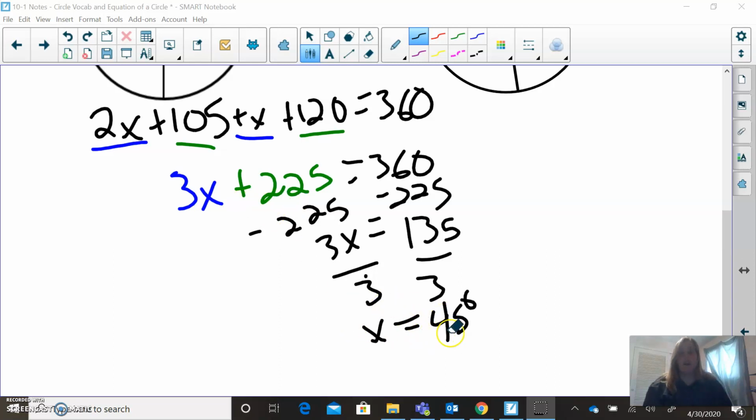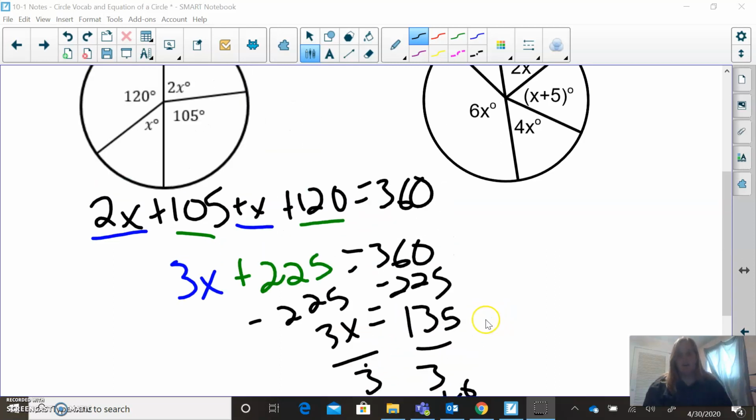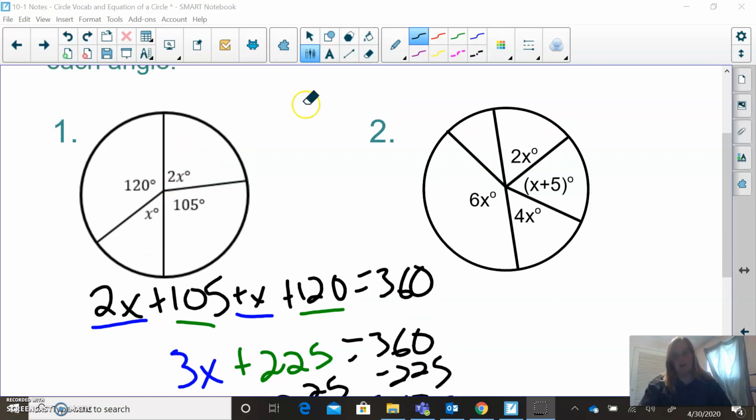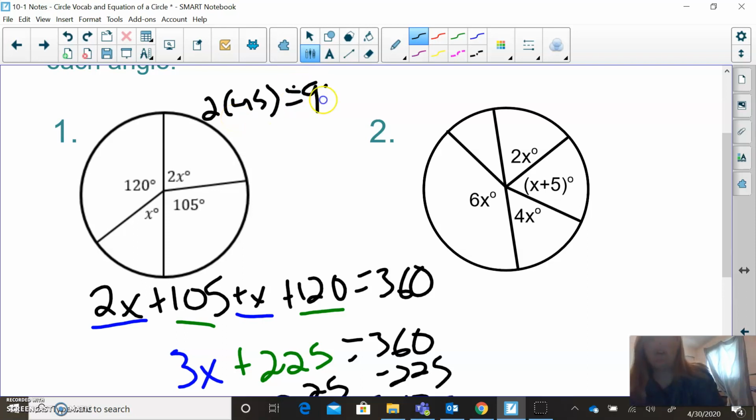Guys, so now that we know that x is equal to 45, we can plug it back in. So we need to do 2 times 45, which is 90. So this equals 90 degrees. And this one, it's just x, so that equals 45 degrees.